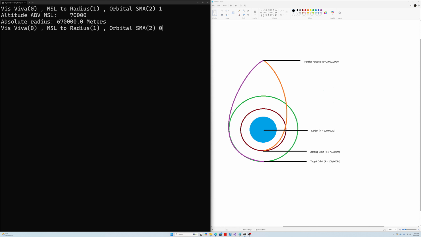So, next, we are able to send these values forward into a vis-viva equation. For those who don't know, the vis-viva equation is defined as v squared equals the gravitational parameter multiplied by the product of 2 over your radius minus 1 over your semi-major axis.